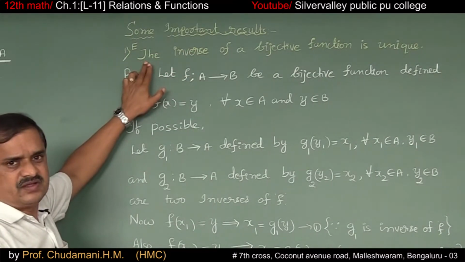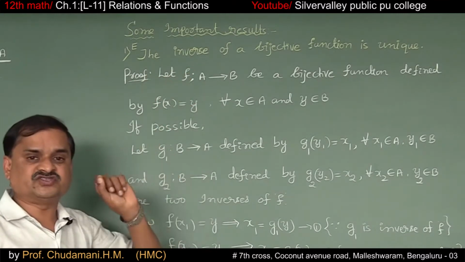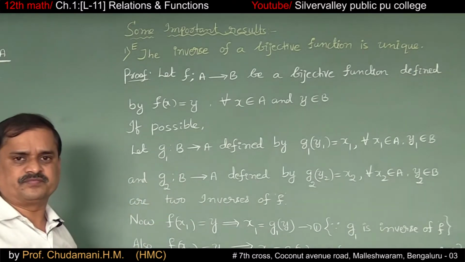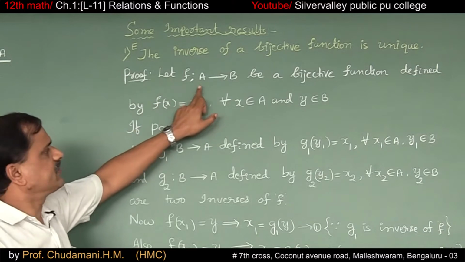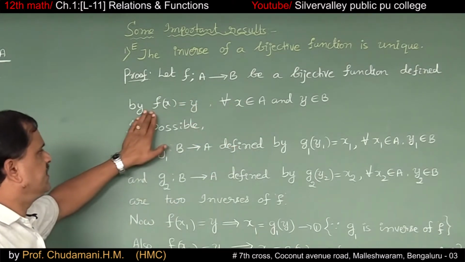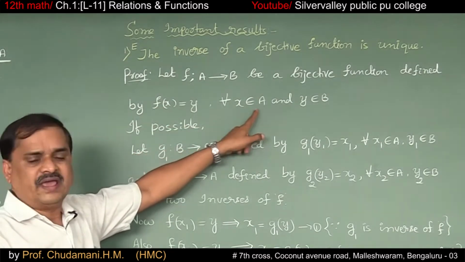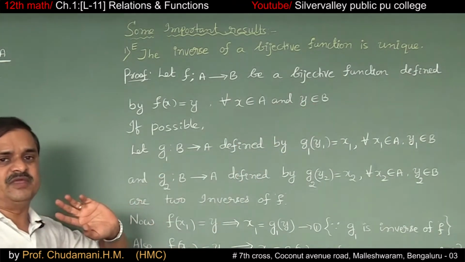The first one, it's an exercise. The inverse of a bijective function is unique. There exists only one inverse for any function. You are supposed to prove that. Proof. Let f from A to B be a bijective function defined by f of x is equal to y for all x belonging to the set A and y belonging to set B.